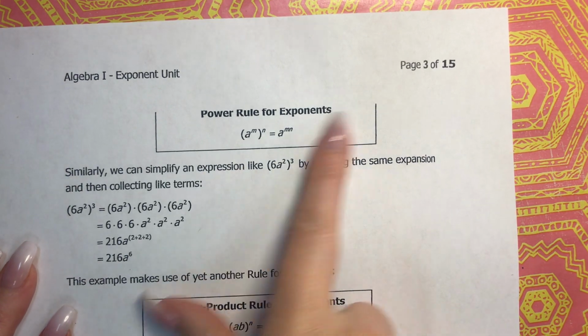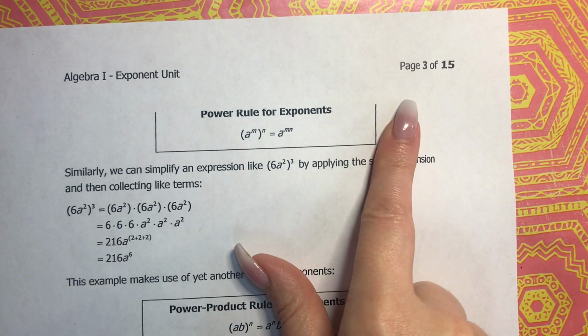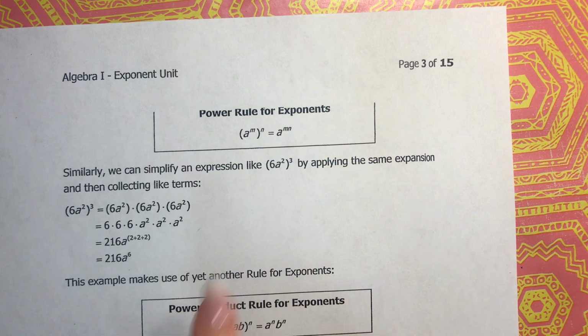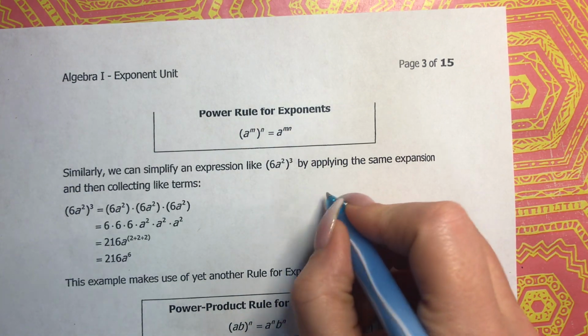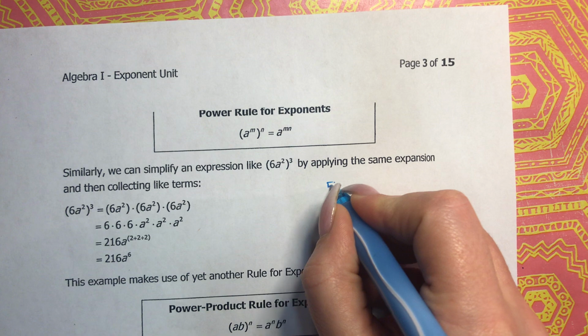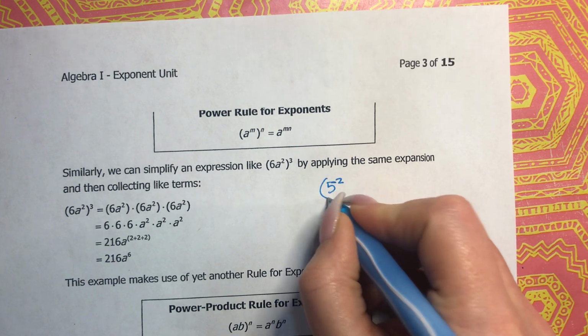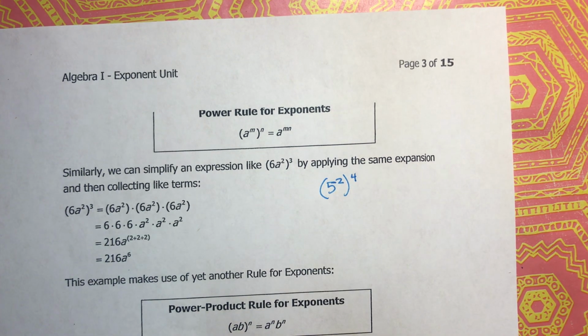All right, we are on the third page of this packet. And so we're going to talk about the power rule for exponents. But first, let's go ahead and look at this particular problem. So if we have 5 squared, and that's raised to the 4th power, that seems like there's a lot going on.